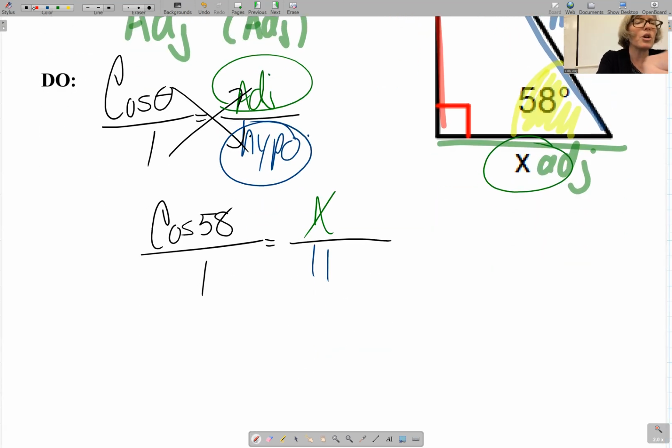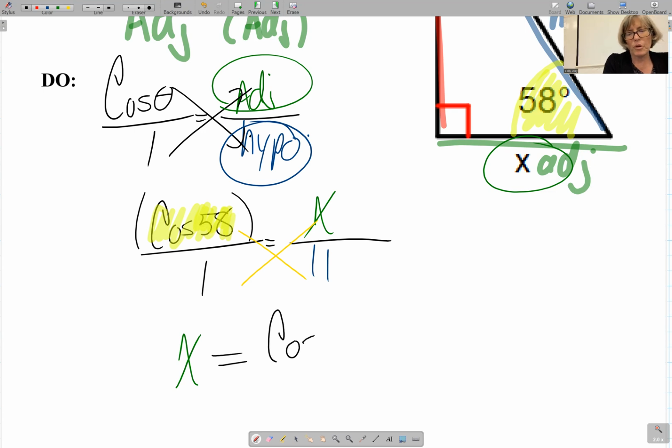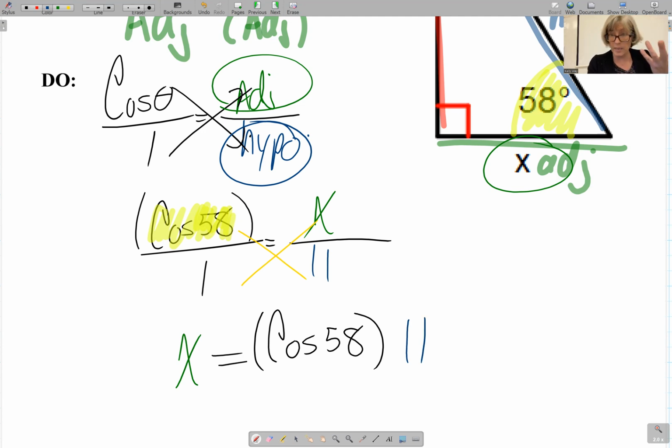Put parentheses around cosine 58. This is not reading the number 58. It's the cosine ratio of 58. So this is a single entity. Keep that in mind when you cross multiply. This is going to be x equals cosine 58 times 11. Cosine 58 times 11. Now x is by itself.